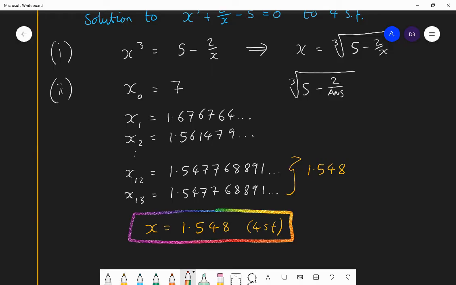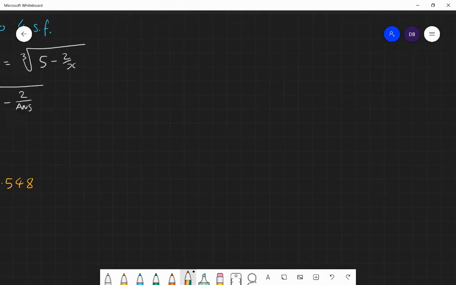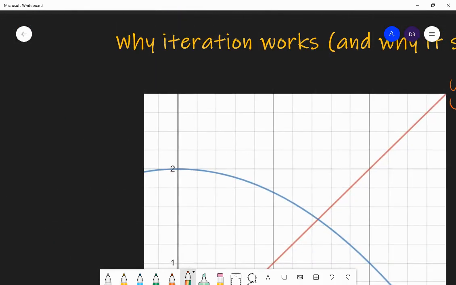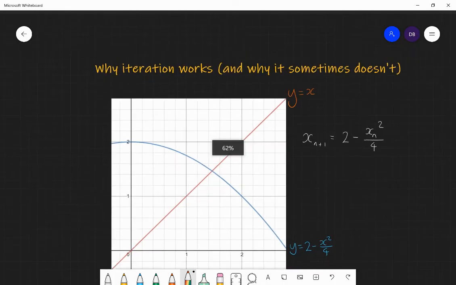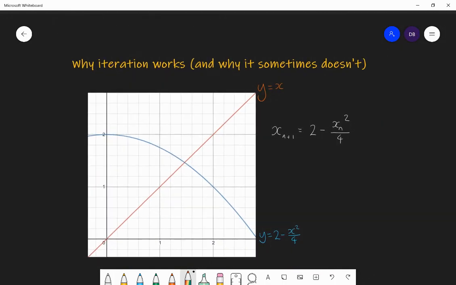So now, well done if you got that right, okay? What I want to show now is why this works. So just very briefly, I want to discuss what it looks like on a graph, okay? So here is a recurrence relation, okay? The n plus 1th value of x is equal to 2 minus the nth value of x squared over 4.